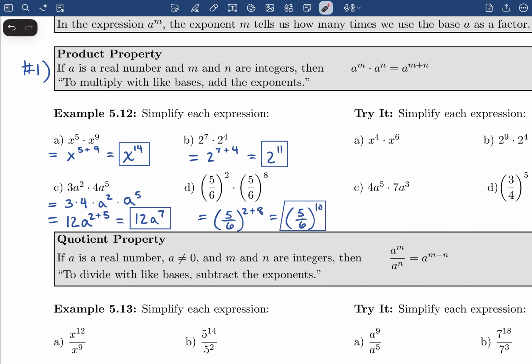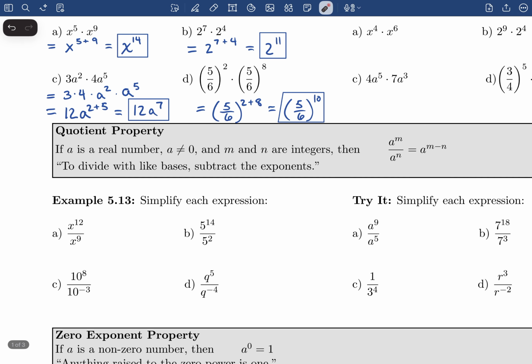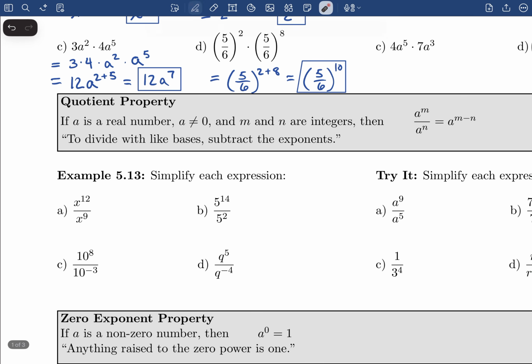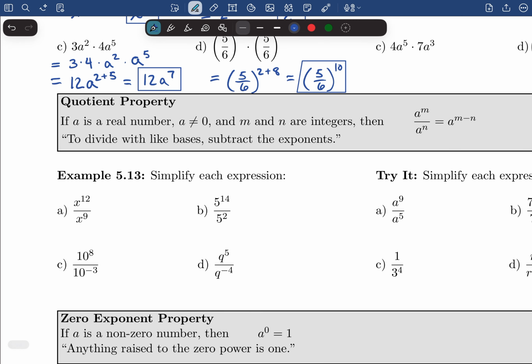So the top minus the bottom is what we'll do. Let's go ahead and look at this, and it will make sense as we practice these 4 quick examples. So when I see x to the 12th divided by x to the 9th, I see like bases, so I could take the top and subtract the bottom. Okay, so x to the 12 minus 9 is x cubed, and there we have it.